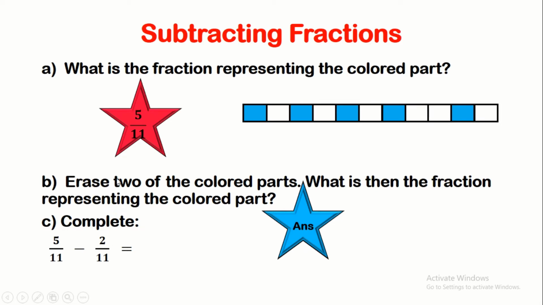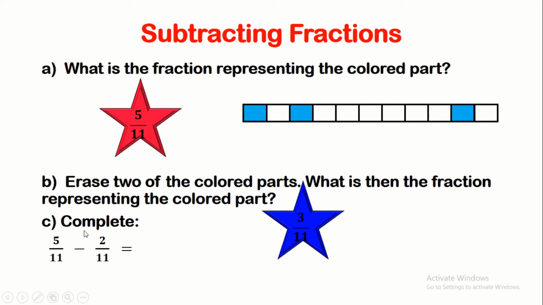Now in part B, erase 2 of the colored parts. We need to erase 2 of them. Now what remains? Aren't they 3 colored parts? Out of how many parts in all? Out of 11. What is then the fraction representing the colored part? Isn't it 3 over 11?